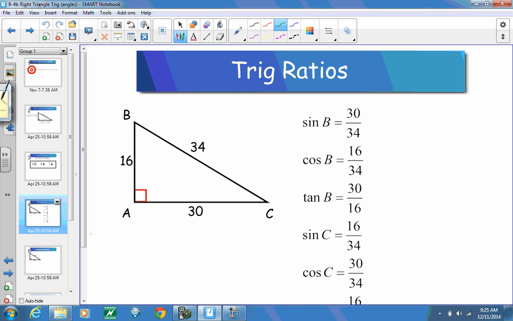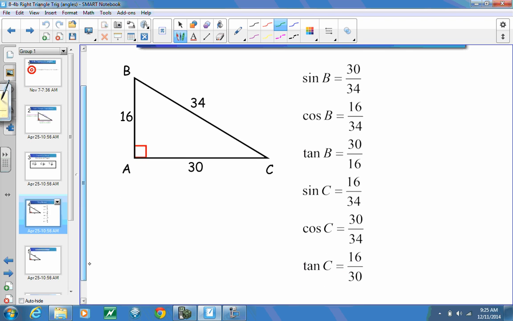So here I have a right triangle, and with that right triangle, I am able to create 6 different ratios. These 6 different ratios are based off of angles B and C. We know that angle A is the 90-degree angle. We just do not know what angle B and angle C are. So we're going to use our trig ratios to figure out what angle B and angle C are. How we're going to do this is by using an inverse. We're going to use the inverse of our sine, cosine, and tangent functions on our calculator to give us our angle.